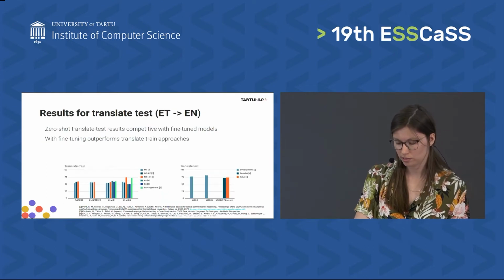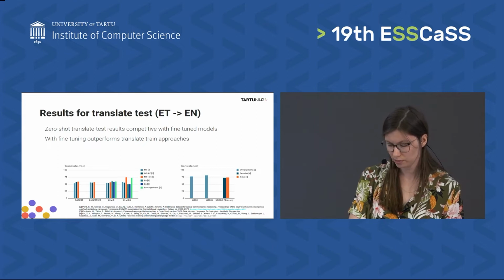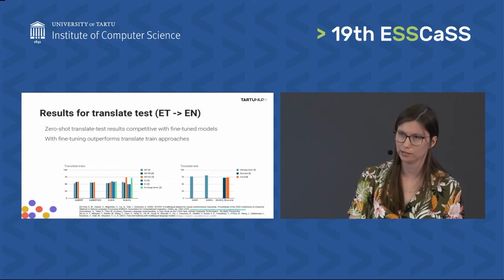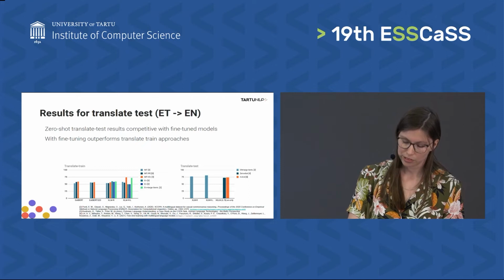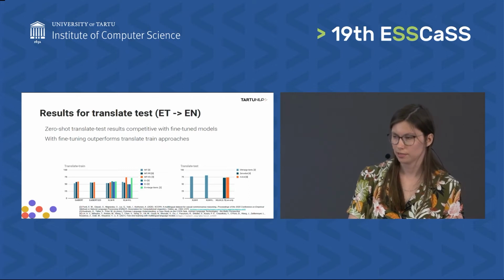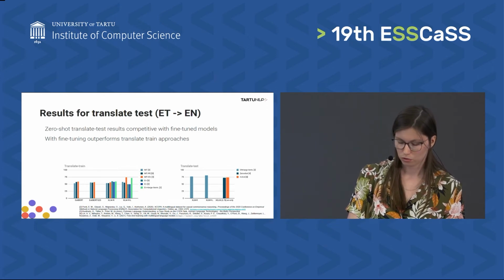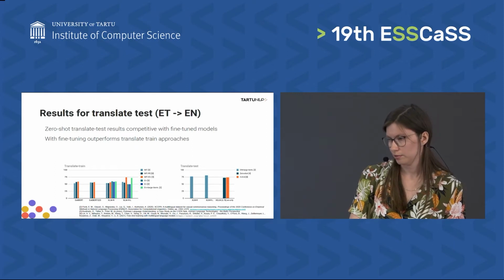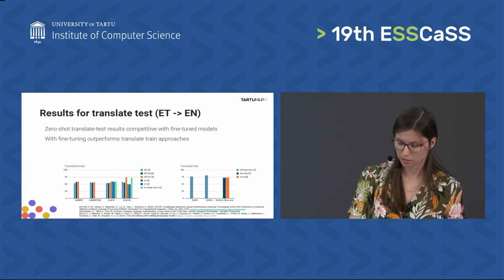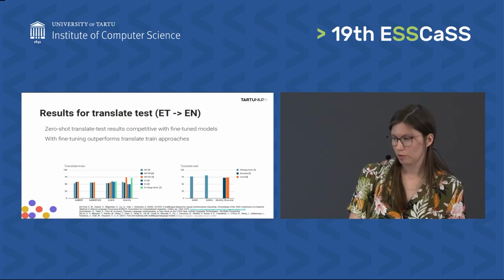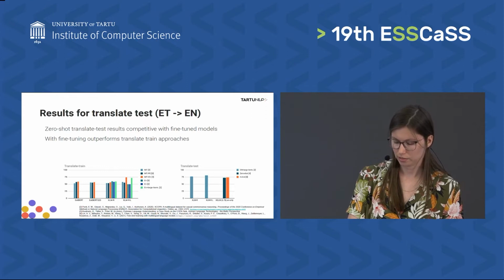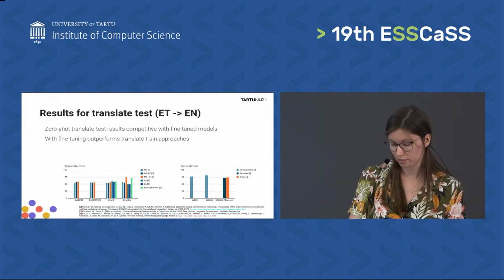Now about translate test. To remind you, translate test means that the model is trained on English, and the predictions are made by machine translating test data to English before feeding them to the model. For the comparison, the slide also shows you the results from translate test experiments. You can probably easily see that translate test outperforms translate train by a large margin.